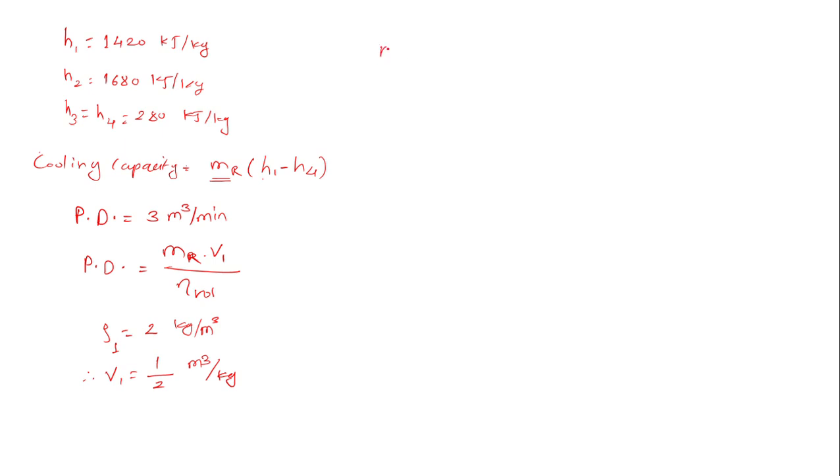Now the piston displacement unit is given in meter cube per minute, which is equal to mr, obviously the mass in kg, into the specific volume, whose unit is meter cube per kg, divided by the efficiency, which is unitless. So this kg will get cancelled, and at the denominator here it is the minute. I want to have meter cube per minute, so obviously this mass will be in kg per minute.